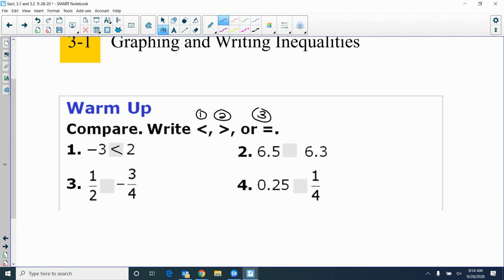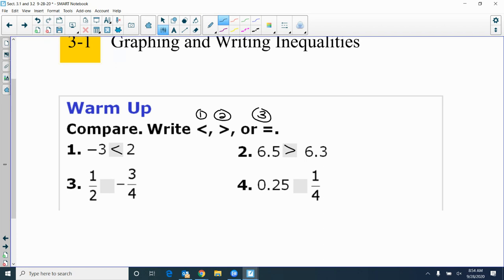Okay, I agree. 6.5 is greater than 6.3. So it points to the smaller one, but you would say greater than. We typically read it left to right, but it's also saying 6.3 is less than 6.5 because it's pointing to it.